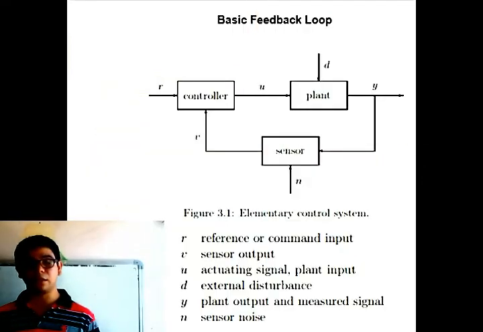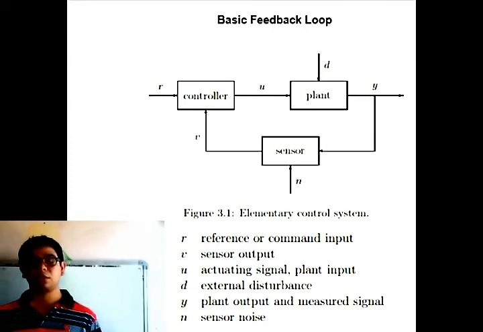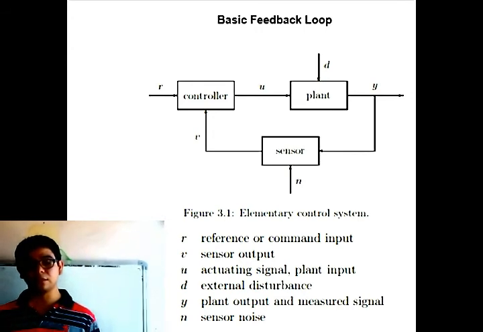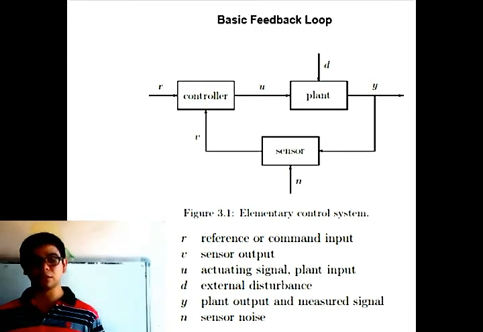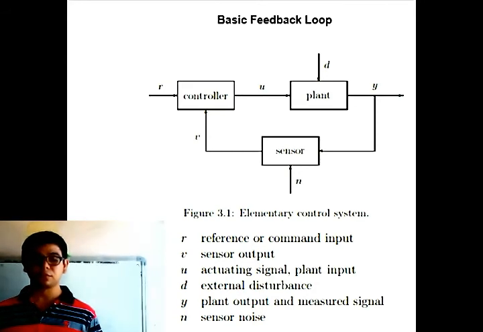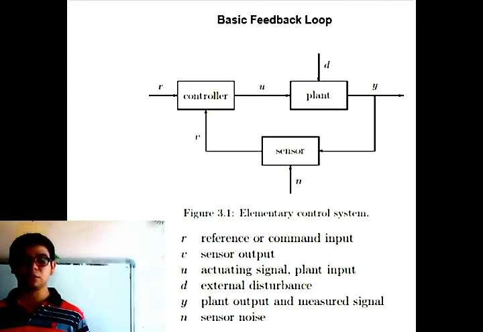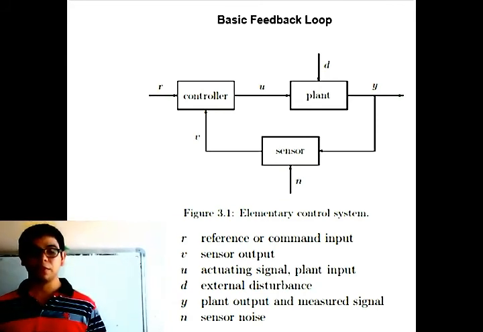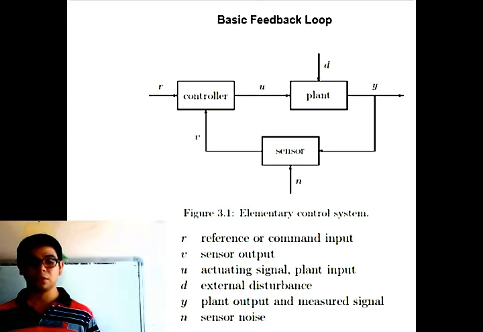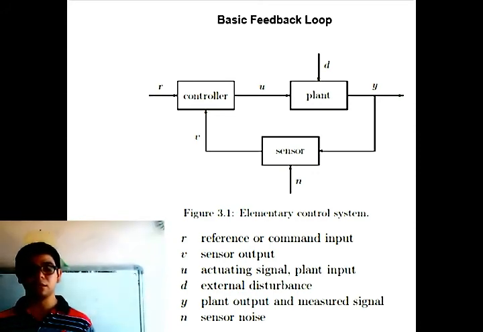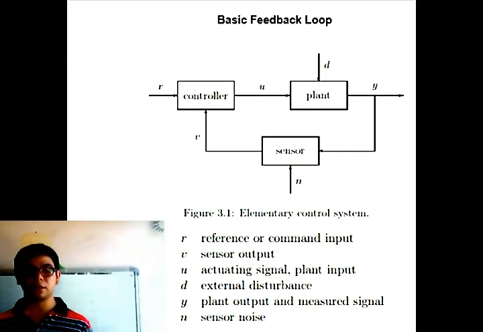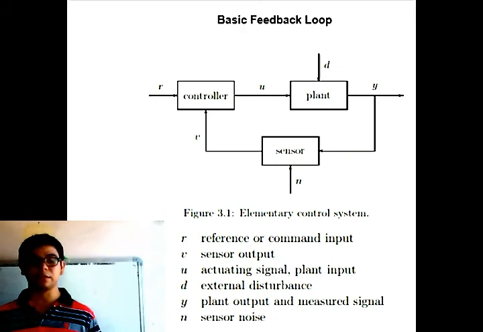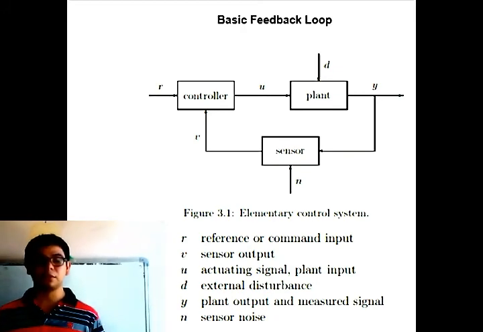This is a basic feedback loop diagram. In this diagram, an elementary control system is shown. The symbols mean: R, reference or command input; B, sensor output; U, actuating signal, plant input; D, external disturbance; Y, plant output and measured signal; N, sensor noise.